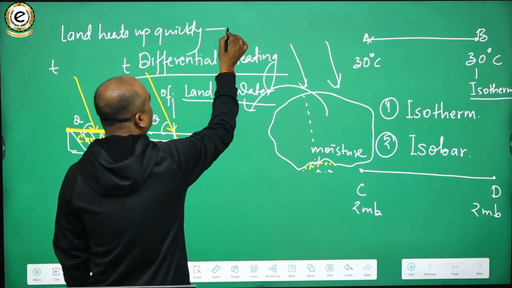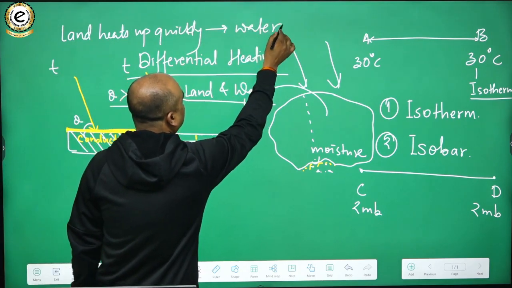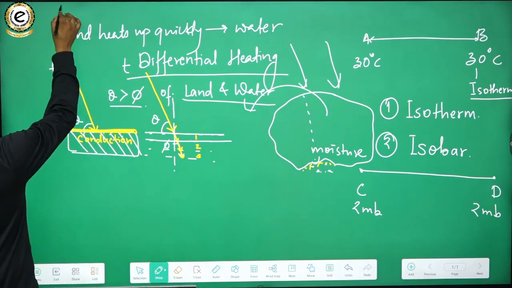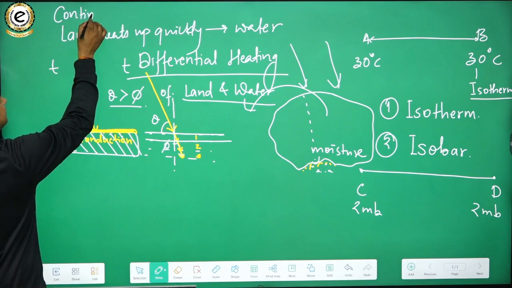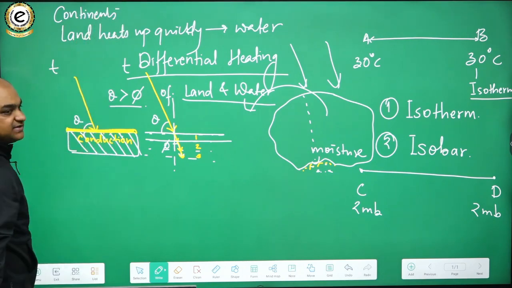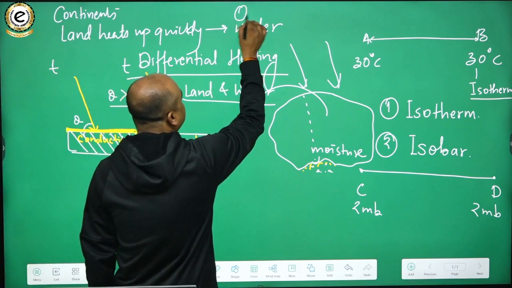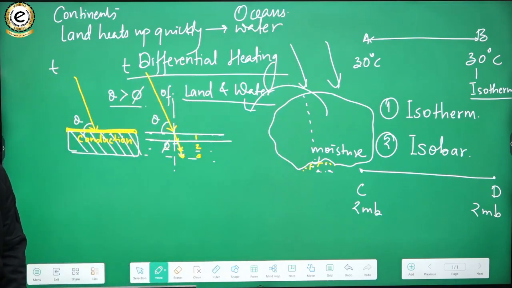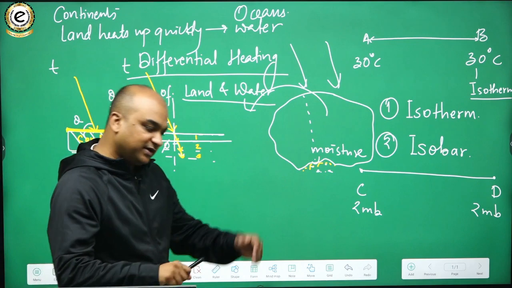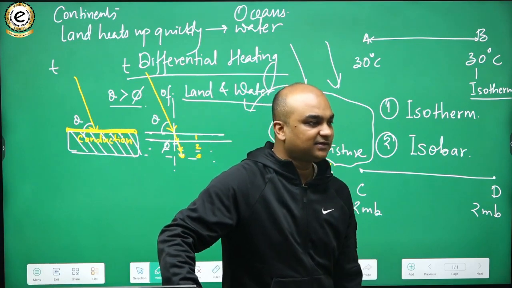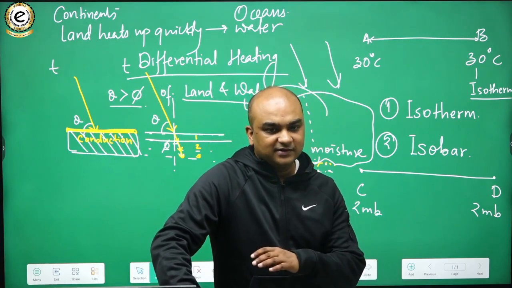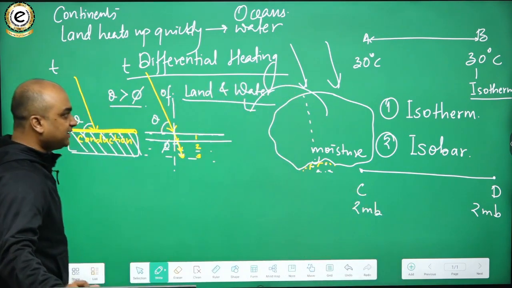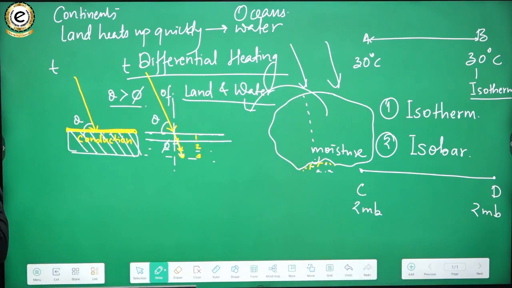When compared to water. And the biggest representative of land on the surface of the earth are continents. So I can say that continents heat up quickly when compared to ocean. Do you understand that? That's why if it's a summer day and you enter into a swimming pool or a pond or something like that, you'll find that it is much cooler when compared to how the temperature is outside the pond or the swimming pool, whatever the case might be.